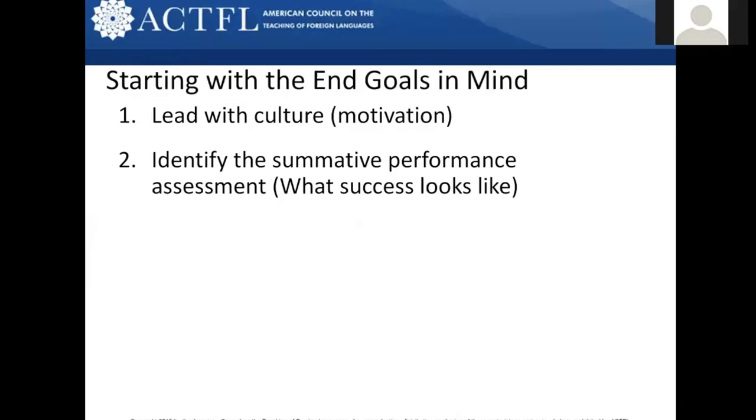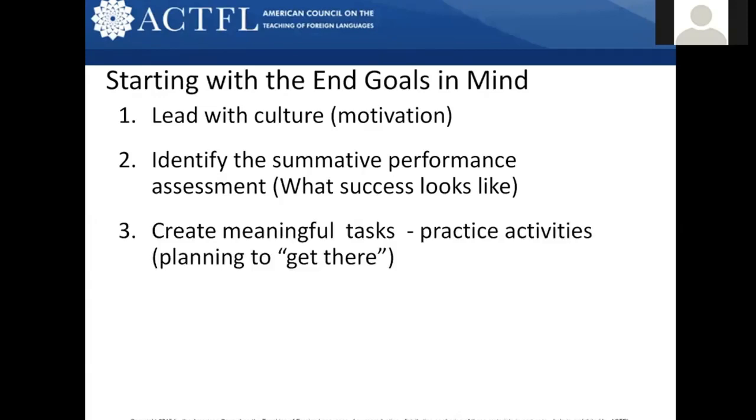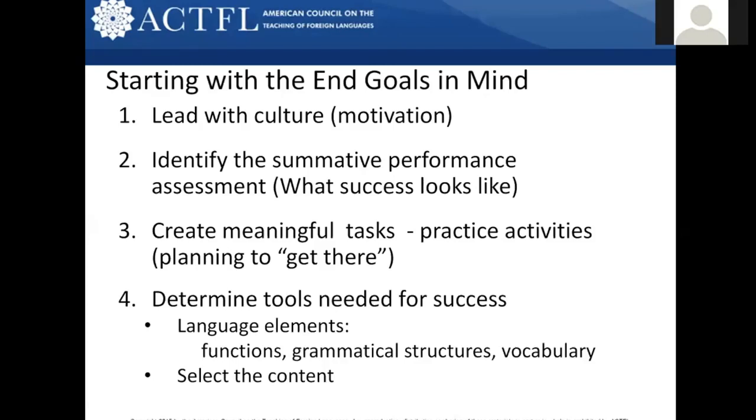Then you're going to take time to identify the summative performance assessment. So how will we know if they have reached the success? Well, this is going to be the starting point of your plan. And then, working backwards, you'll create meaningful tasks, practice activities to help the learners get there. And finally, you will determine what tools are needed for success.